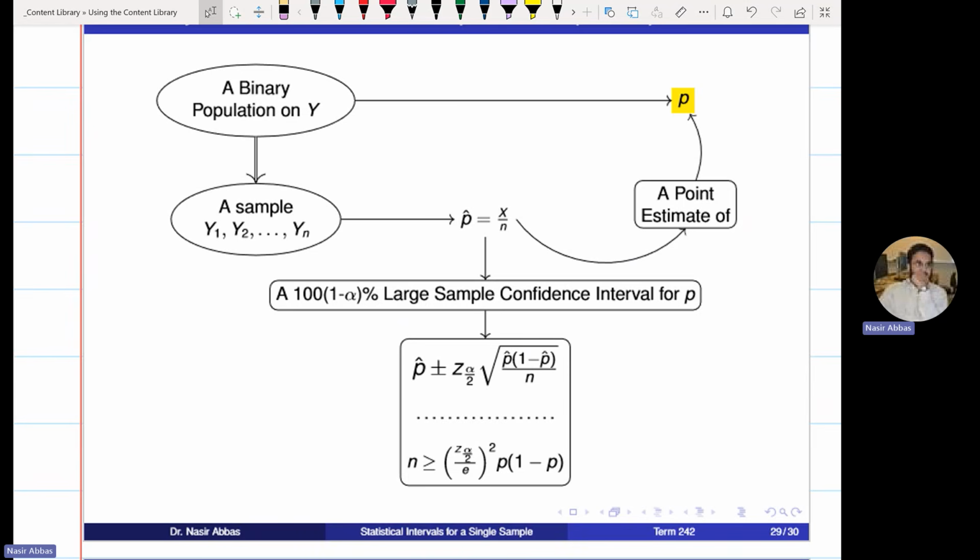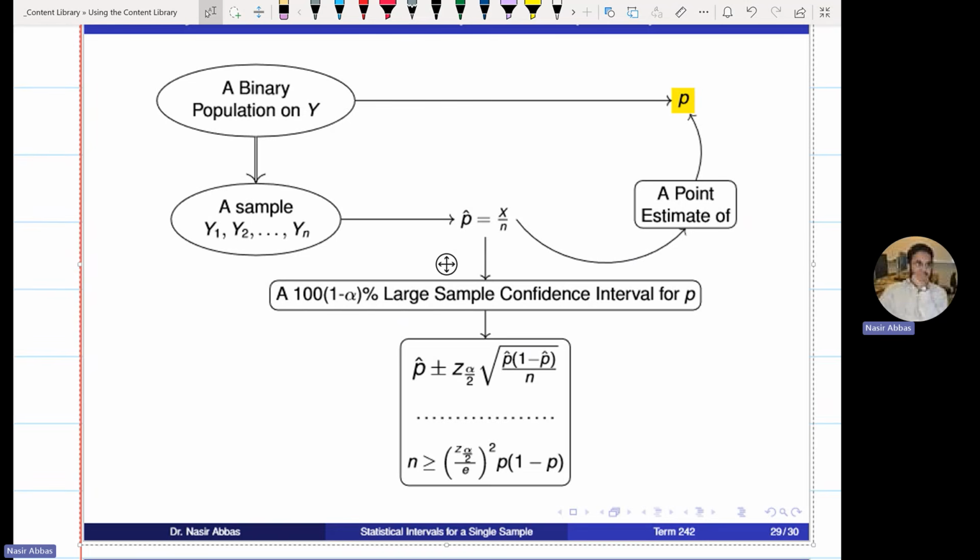P is unknown parameter. In my population, there are infinite many elements. Some of them are true, some of them are false, and the proportion of trues is P. And I don't know this. This is an unknown population parameter. The proportion of successes in my whole population is unknown. Correct? To estimate this unknown, what do I need to do? The same story. I will take a sample. I'll have a sample of trues and false. Correct? From this sample, I will estimate the proportion of successes from the sample using the formula number of successes divided by the sample size.